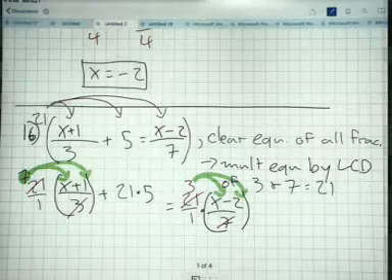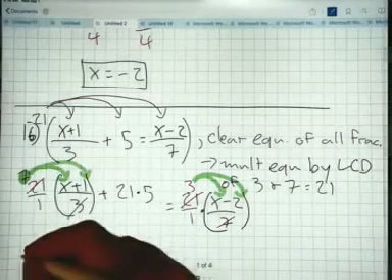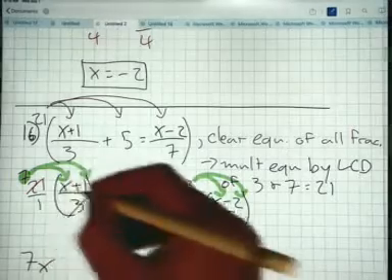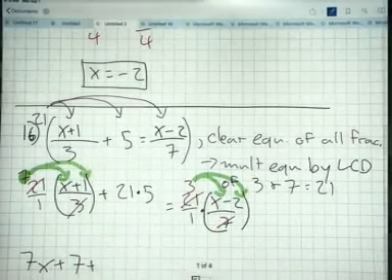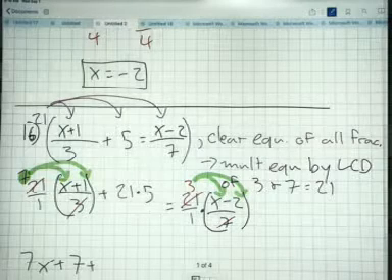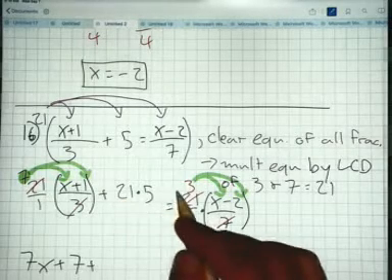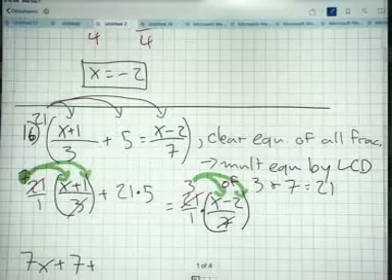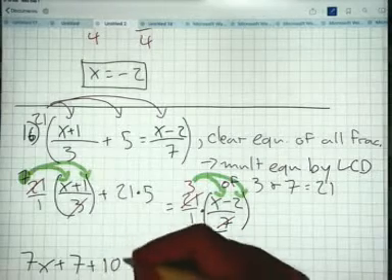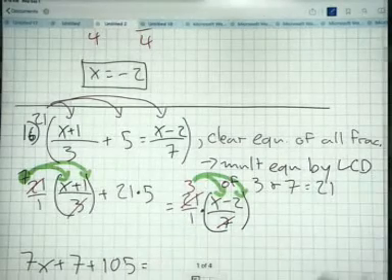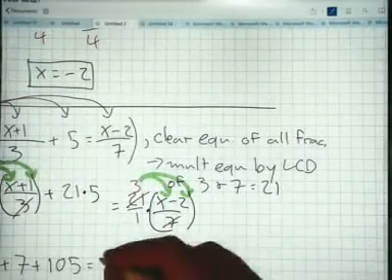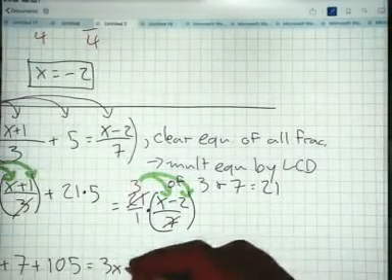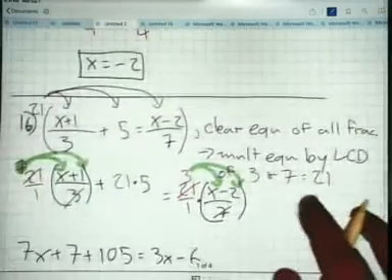So before I move on, let's just take a look at what happens here. 7 times x is 7x. 7 times 1 is 7. 21 times 5, well, 5 times 20 is 100, and then 5 times 1 is 5, so that's going to be 105 is equal to 3 times x is 3x, and then 3 times the negative 2 is negative 6. All right.